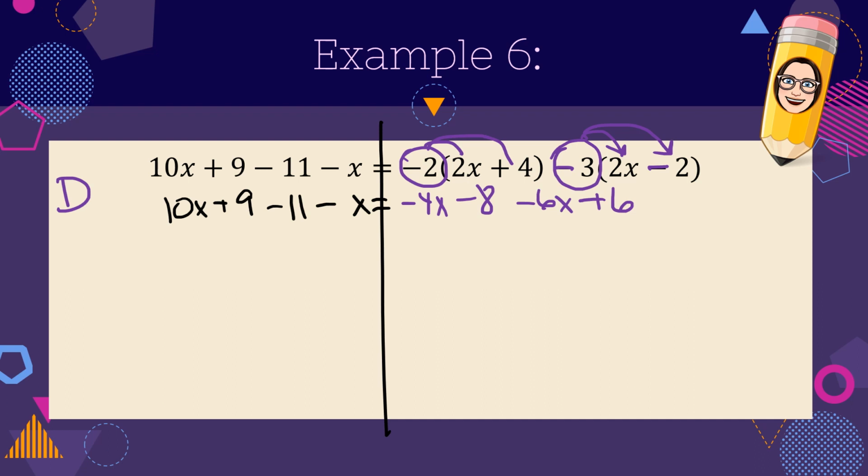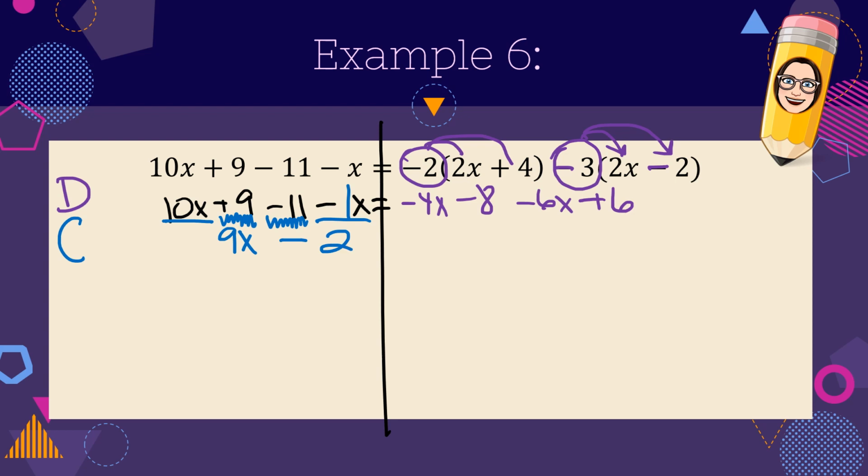Step 2, combine. Holy moly. All right. On the left side, I have 10x and -1x. 10 xylophones minus 1 xylophone is 9 xylophones. I have a +9 and a -11. That gets me a -2.